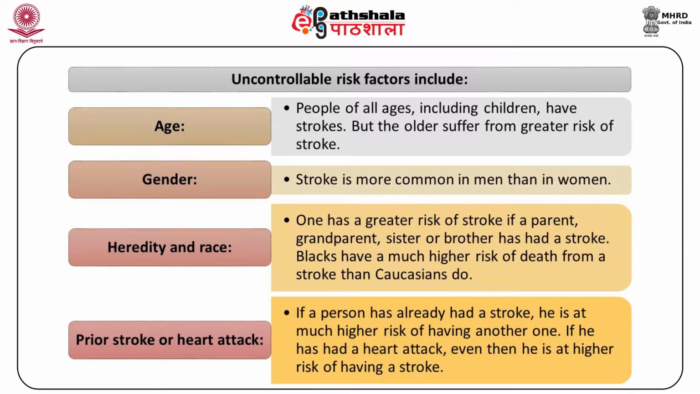Gender. Stroke is more common in men than in women. Heredity and race. One has a greater risk of stroke if a parent, grandparent, sister or brother has had a stroke. Blacks have a much higher risk of death from a stroke than Caucasians do, partly because they are more prone to having high blood pressure, diabetes and obesity. Prior stroke or heart attack. If a person has already had a stroke, he is at a much higher risk of having another one. If he has had a heart attack, even then he is at a higher risk of having a stroke.